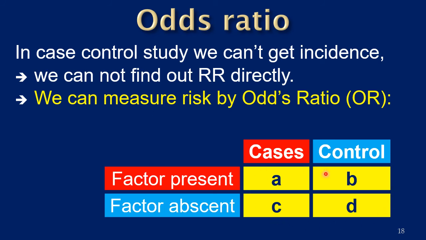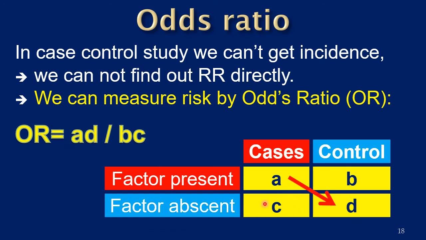See this 2 by 2 table of a case control study. The cases are A and C, controls are B and D. And here is the factor present or absent among cases or controls. The equation is OR equals AD divided by BC, and you can see on the table it is very easy to memorize. AD divided by BC.